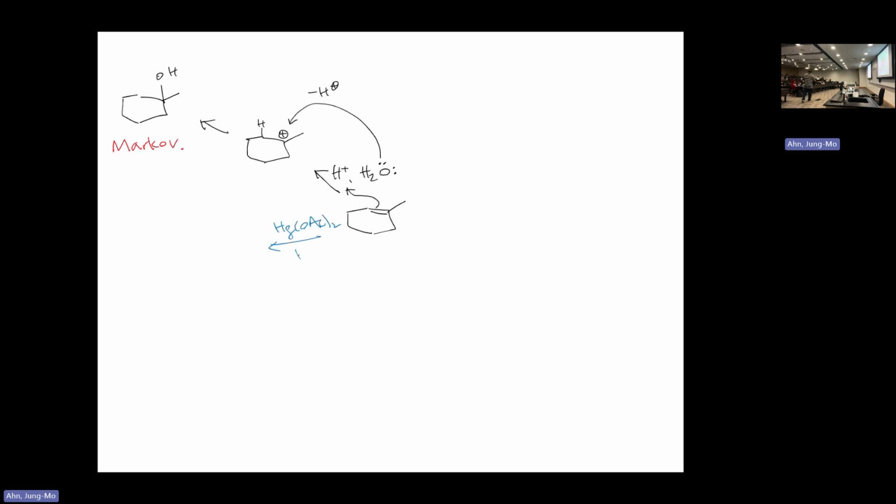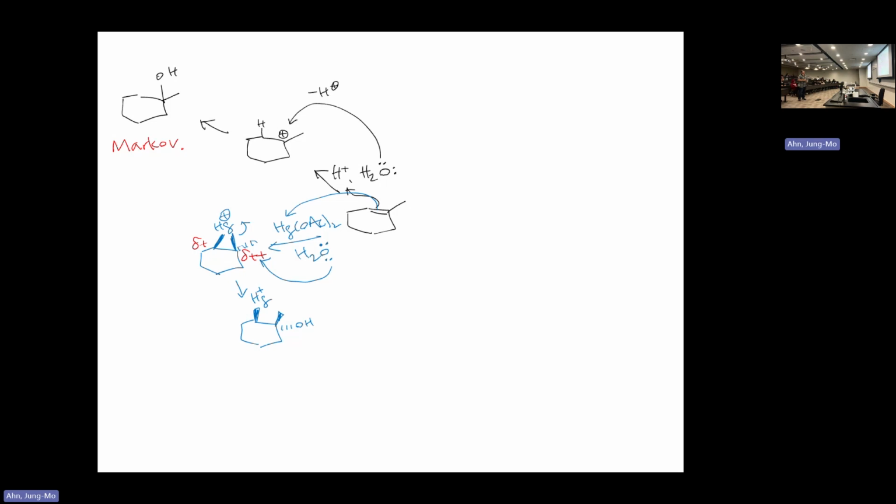In another way, oxymercuration-demercuration is the better way. Mercury acetate, a little bit of water in there. It makes a mercury ion as an intermediate. When you make a bridged ion, the mercury will pull the density from those two carbons. The more substituted carbon loses more density, and that's the one water attacks, right? And then it's a backside attack, so the OH ends up on the opposite side of the mercury.